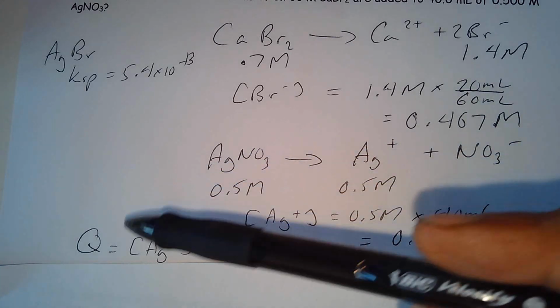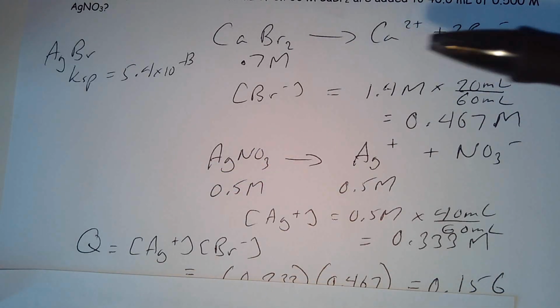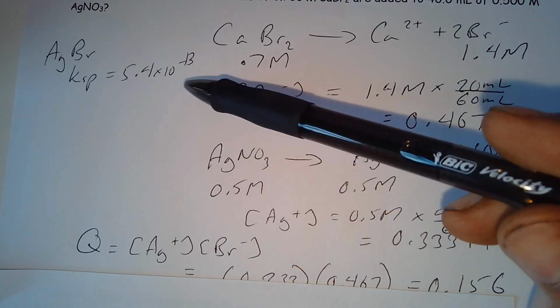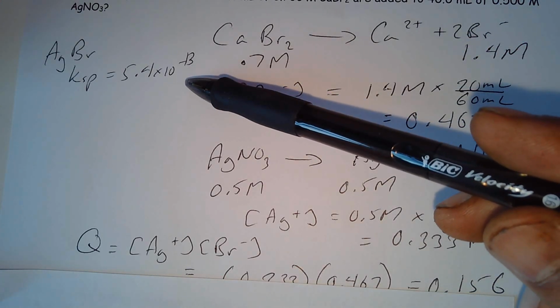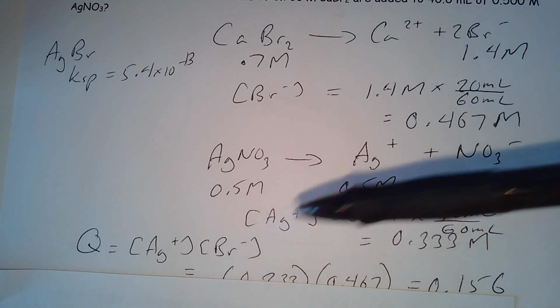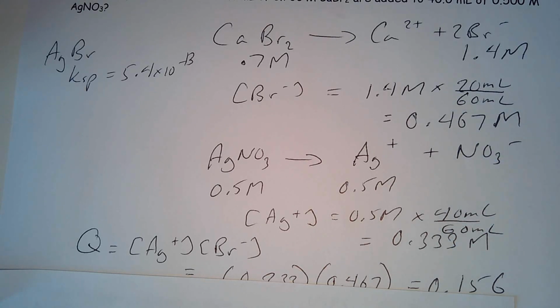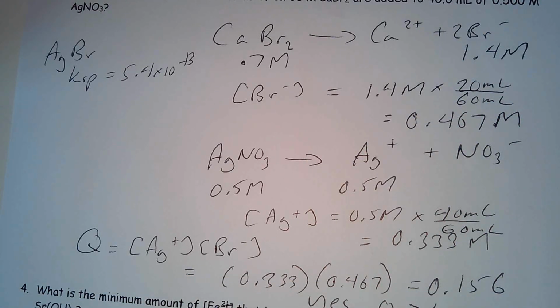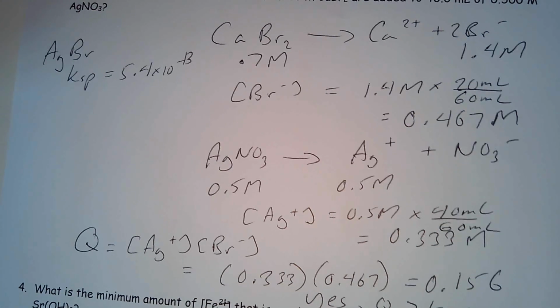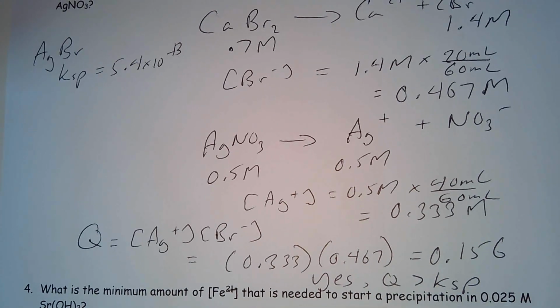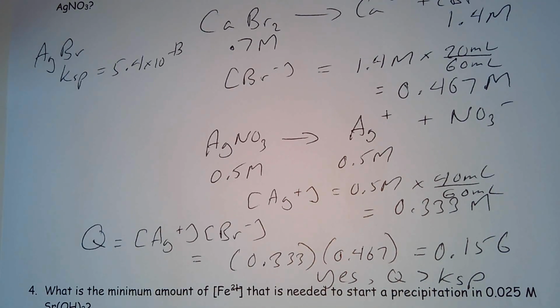So here, remember this Q value, that's called the trial Ksp. We're going to use it to compare with the Ksp. If it's the same, then the system's already at equilibrium. If it's greater, a precipitate will form. If it's less, then a precipitate will not form. And so here we get 0.156, which is bigger, and so therefore there will be a precipitate formation. Okay, because it is greater.